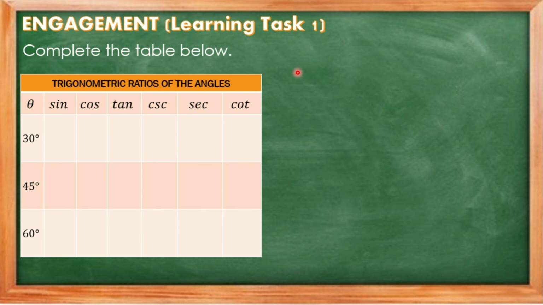Okay, so engagement learning task number 1. Complete the table below. Okay, so as you can see, we have here three special angles. So we have 30 degrees, 45 degrees, and 60 degrees angles. So using the 30, 60, 90 degrees, and 45, 45, 90 degrees special right triangle, makokomplete natin ang table na to without using any scientific calculator.